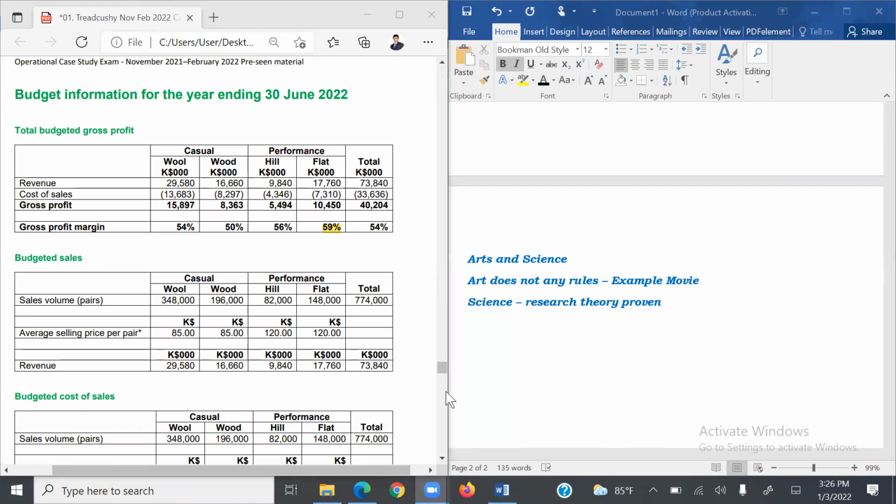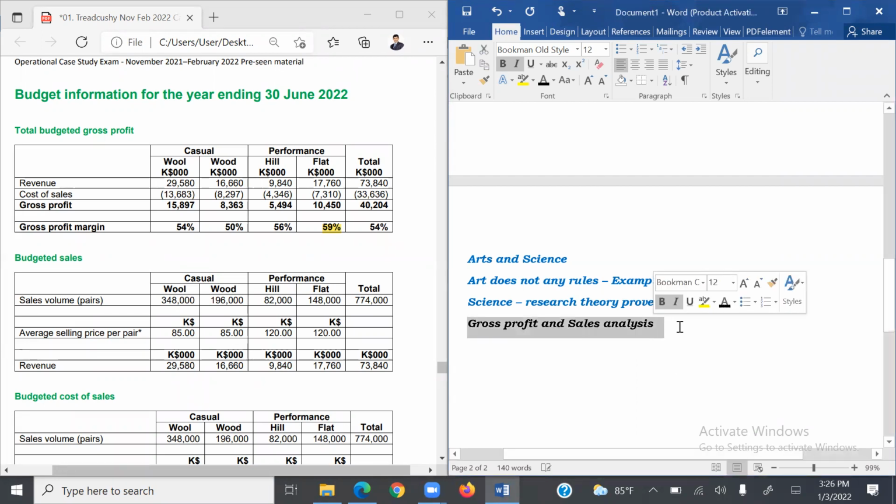Excellent. So students, now I'll just write down here. The first table we are going to do is gross profit, and I'll write down here: sales analysis, gross profit and sales analysis.